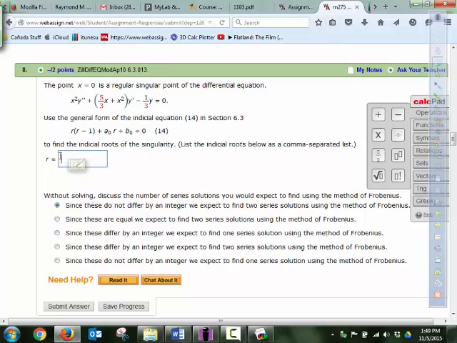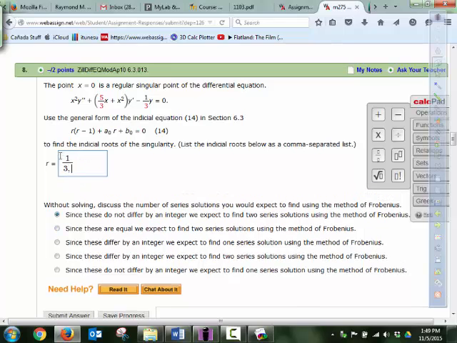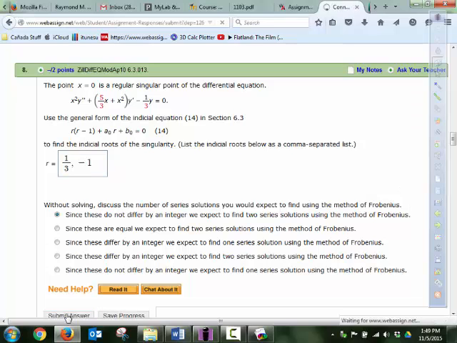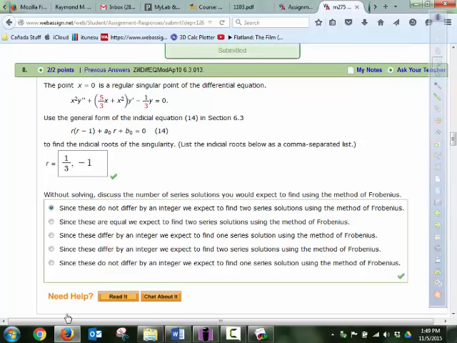And we got 1/3, what is it again? 1/3 and negative 1. Does it have to be an order thing? List the initial roots and a comma. So it doesn't have to be in a particular order. Okay. Cool. Looks good.